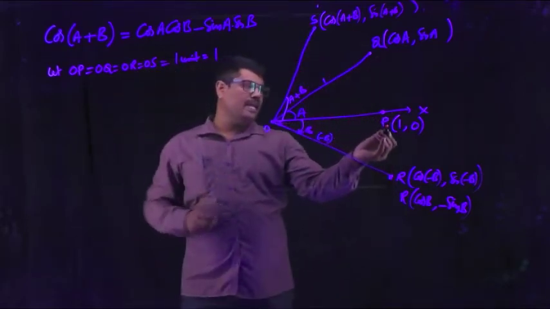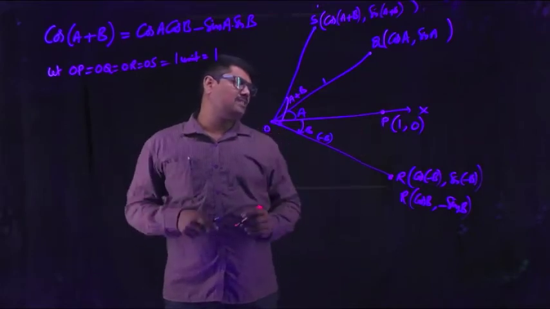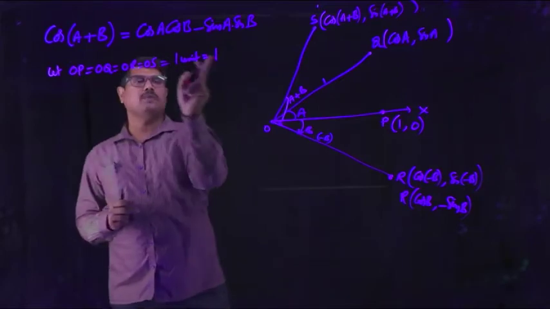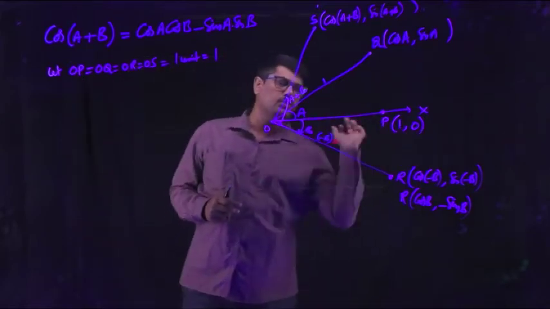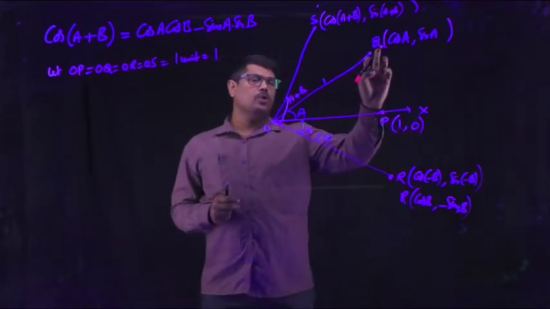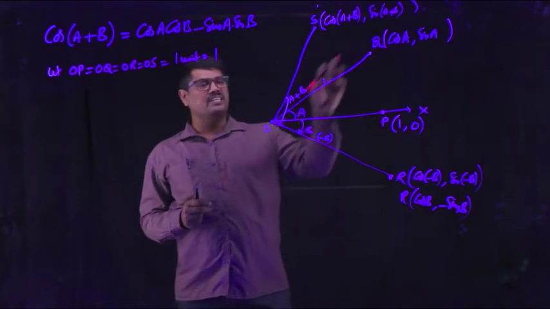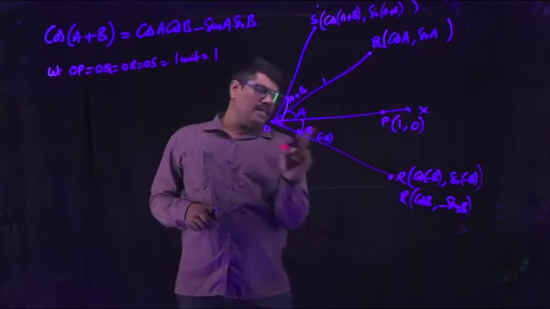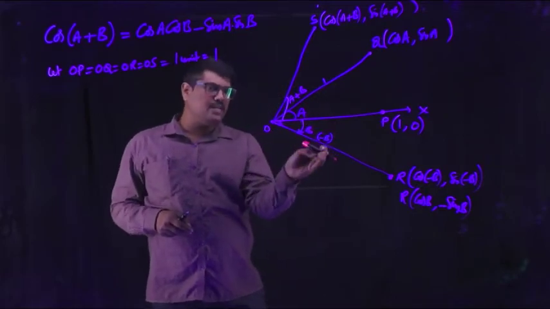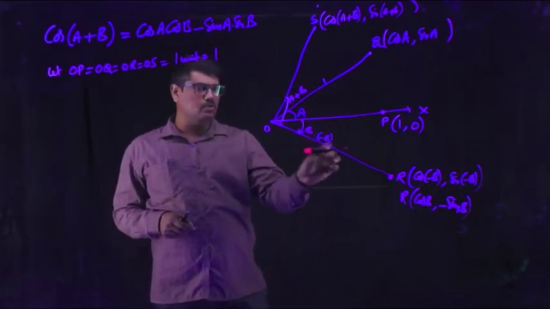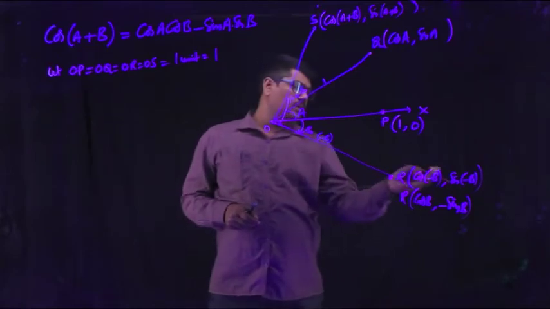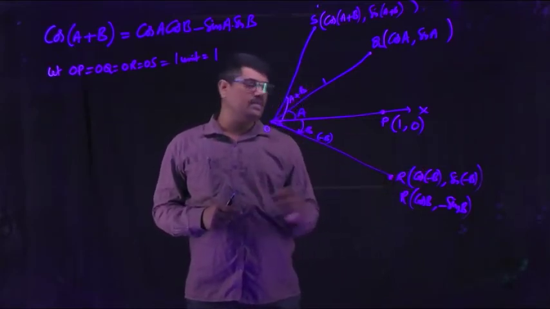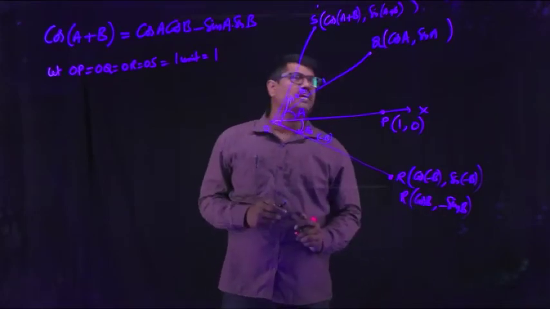Let me explain again. P is on the x-axis, and we already consider OP as 1, so its coordinates will be 1 comma 0. The OQ line makes an angle A, so its coordinates will be cos A, sin A. OR makes an angle B in clockwise direction, so the angle is negative, minus B. So its point will be cos minus B, sin minus B. So it becomes cos B, minus sin B.